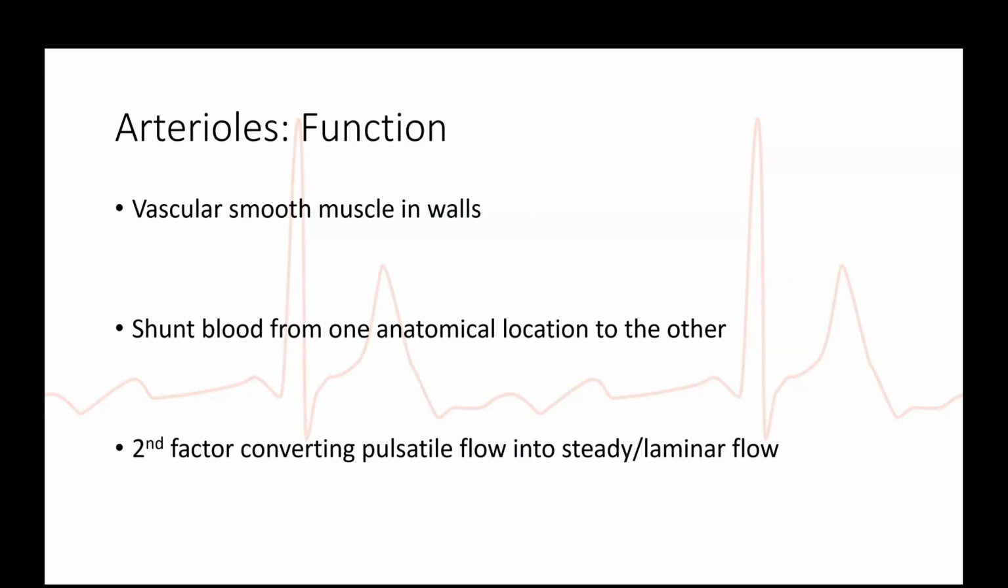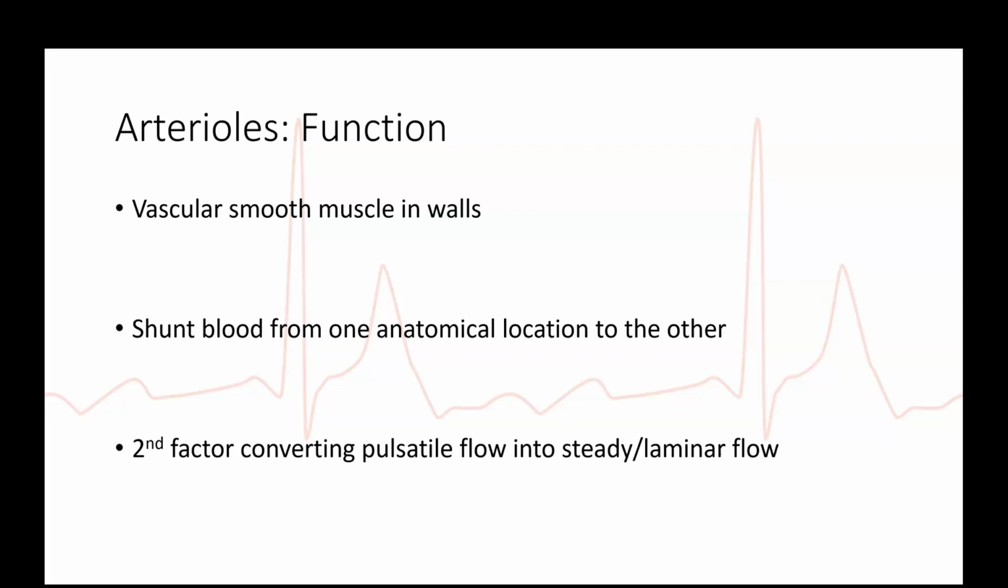So going from pulsatile flow to steady laminar, or smooth, flow in the capillaries, there are two factors. Our first factor is the elastic recoil of the aorta, right? We store that energy in its walls and it acts as a second pressure head during diastole. So that's number one, because we keep flow going during diastole. It doesn't just stop and go.